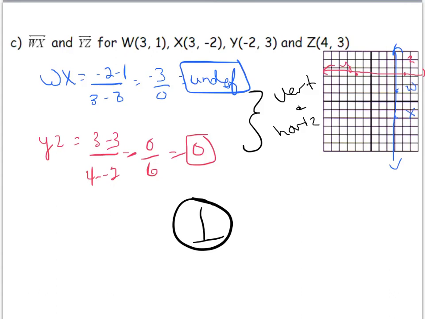All right, you guys, what you should have noticed is that when you graph this, WX ends up being a vertical line, so the slope ends up being undefined. And YZ is a horizontal line, so the slope ends up being 0. We talked about this. Horizontal lines and vertical lines will always be perpendicular.